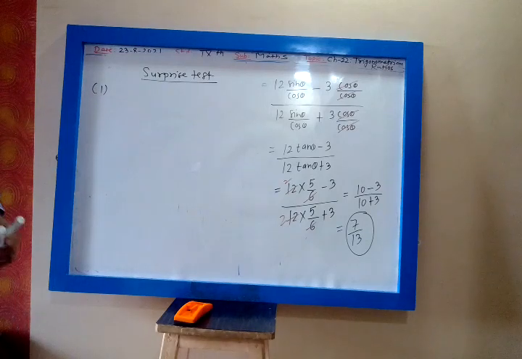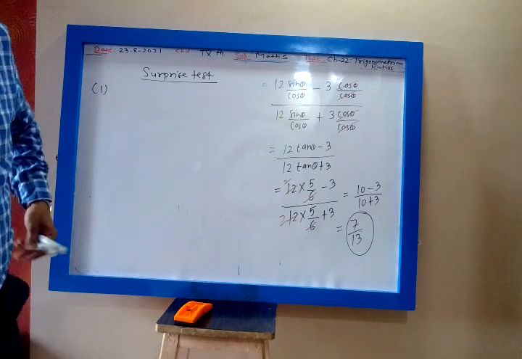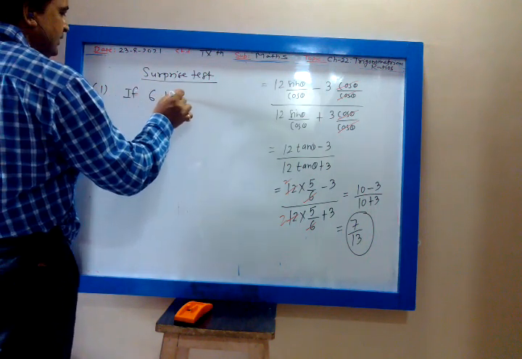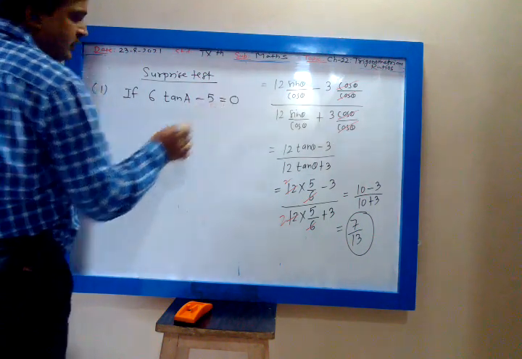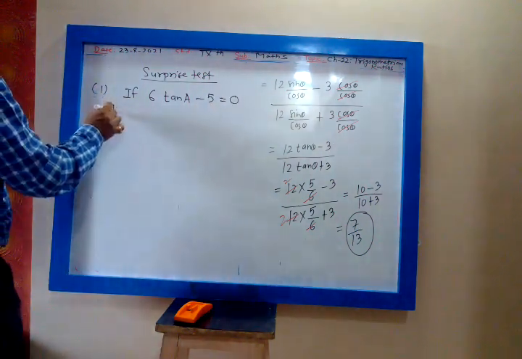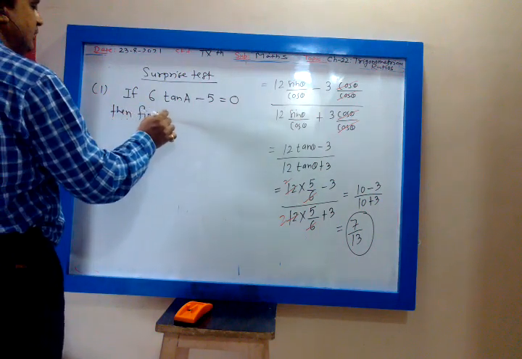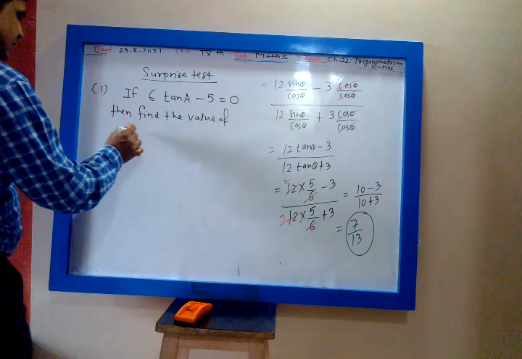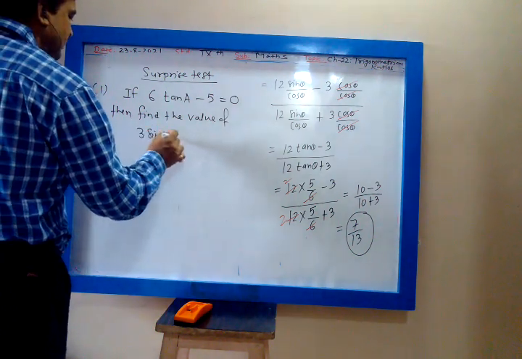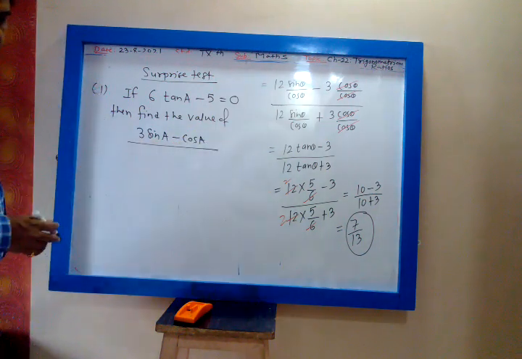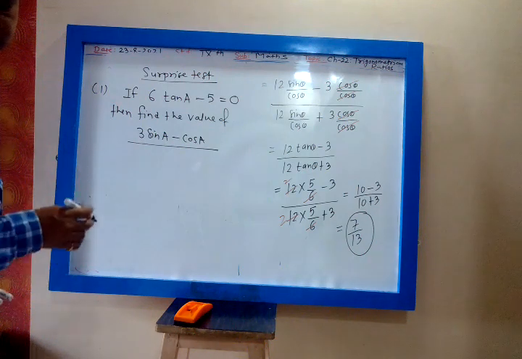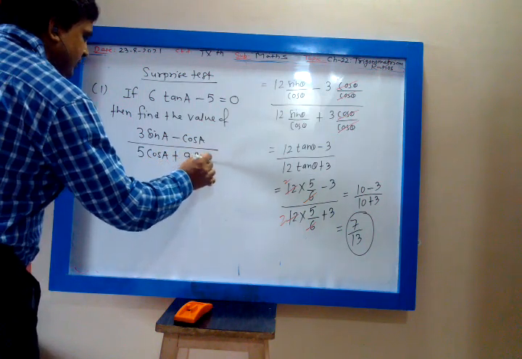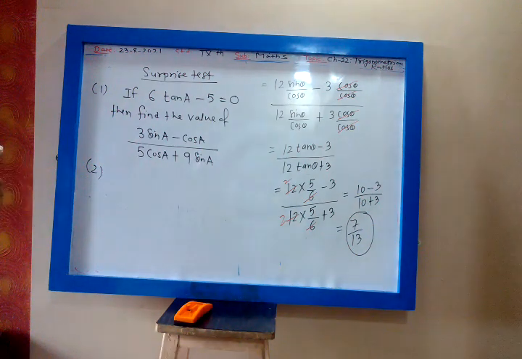First question. If 6 tan A minus 5 is equal to 0, then find the value of 3 sin A minus cos A upon 5 cos A plus 9 sin A. Do it. Start solving this. Everybody has to participate.